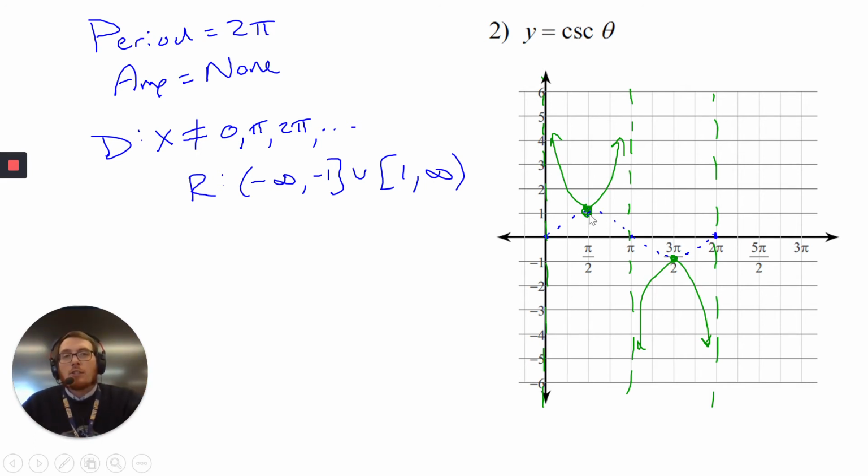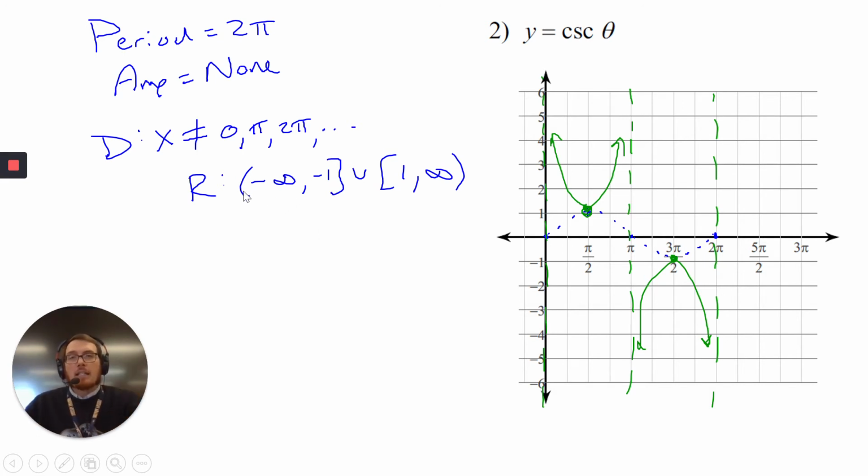Because this would just determine where you start from. So if there was a 2 in front of this, it would go up to 2 and start from there. The domain is x can't equal 0, pi, 2 pi, 3 pi, etc. So basically any integer times pi doesn't work. Notice the range here is the opposite.